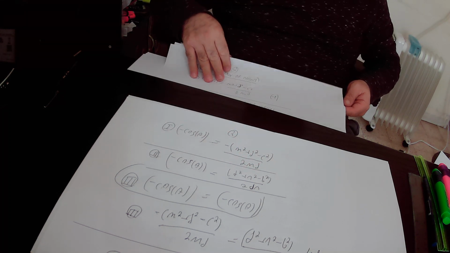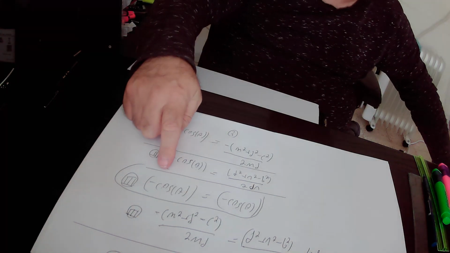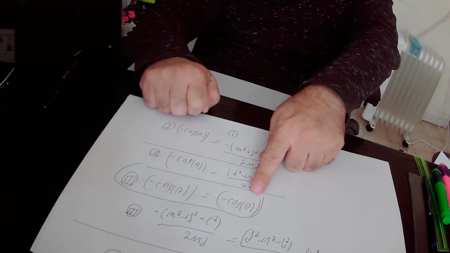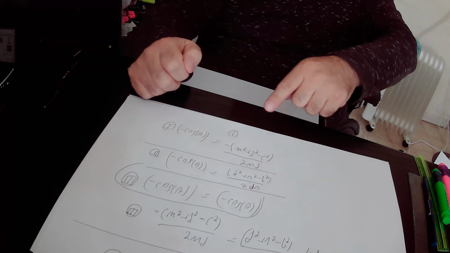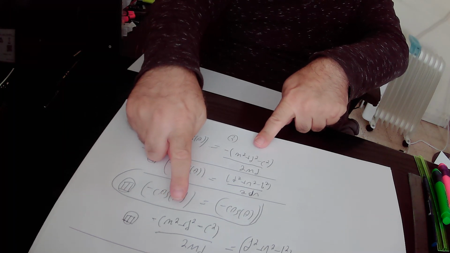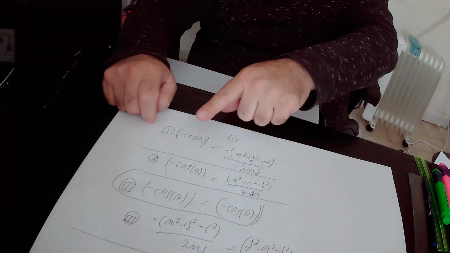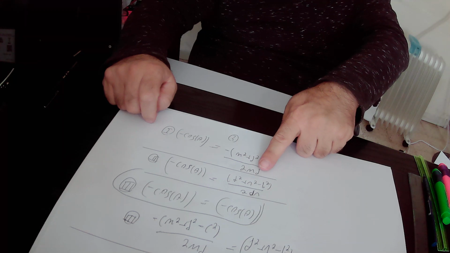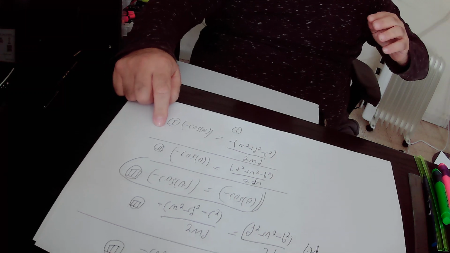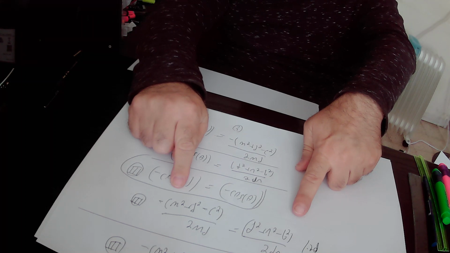In the next step, we created equation number 3 that states that minus cosine theta according to equation number 1 must be equal to minus cosine theta according to equation number 2. So minus cosine theta according to equation number 1 equals minus m squared plus d squared minus c squared over 2 times md. And it must be equal to minus cosine theta according to equation number 2, which equals d squared plus n squared minus b squared over 2 times dn. Okay? Then we multiply this equation number 3 by 2d.